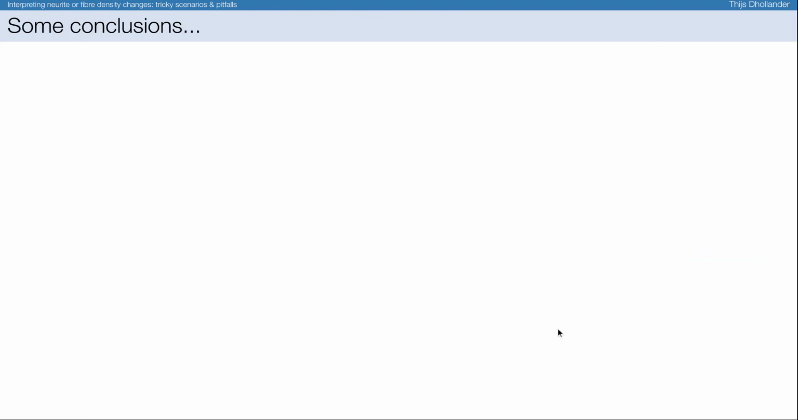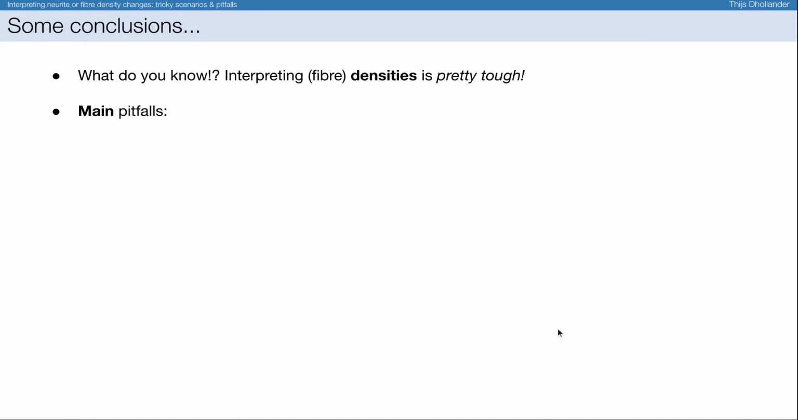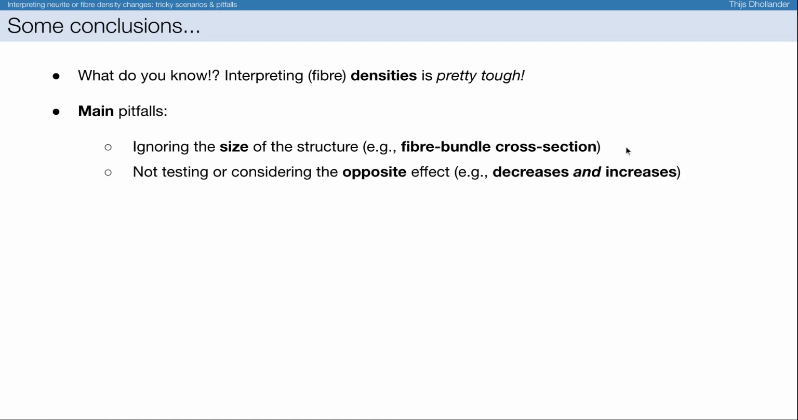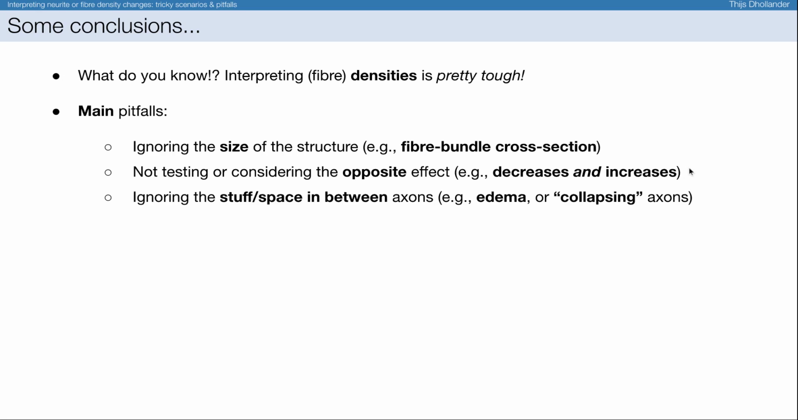All right, some conclusions here. Interpreting fiber densities happens to be pretty tough in the end. So the main pitfalls we've seen today are ignoring the size of the structure. So the fiber bundle cross-section, the FC metric, we ignored that at the start, and clearly we should always be looking at that to get the full picture. Not considering or testing the opposite effects. So decreases but also increases of density metrics, but also of fiber cross-section or of volumes in general. We should look at decreases and increases to see the full picture. If you don't test for them statistically, you don't know and you might be missing scenarios.